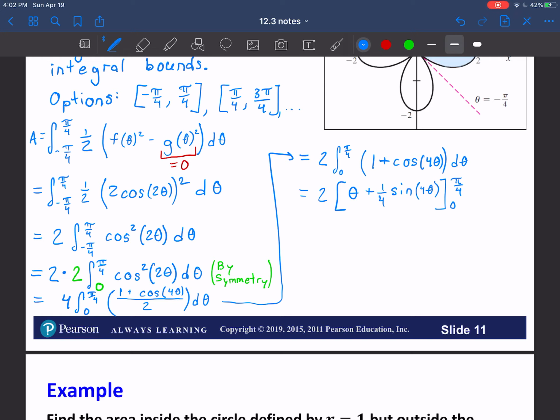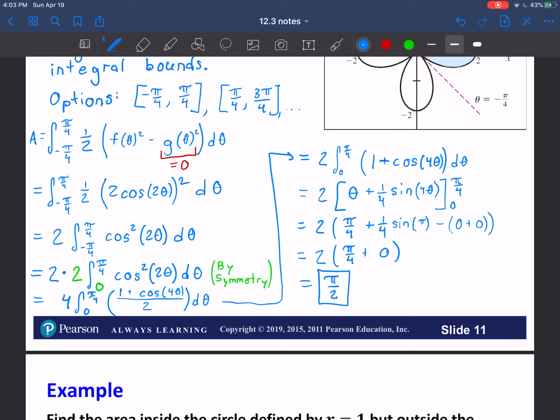And if we plug everything in now, we're going to get 2 times pi over 4 plus 1/4 times sine of pi, and then minus 0 plus 0. And so this is going to be 2 times pi over 4 plus, so sine of pi is 0, and so we just get pi over 2.